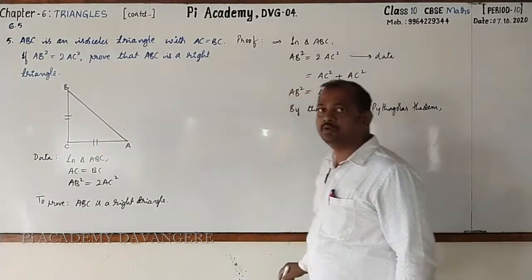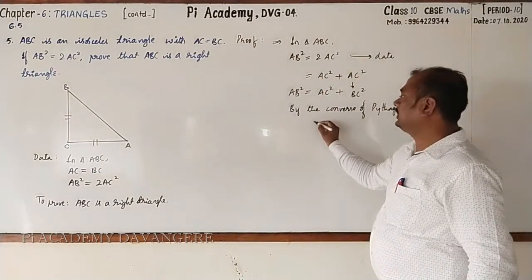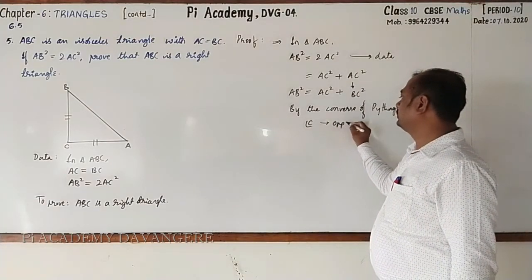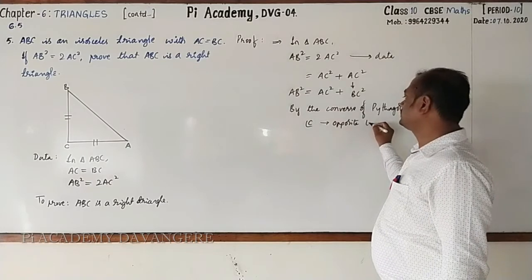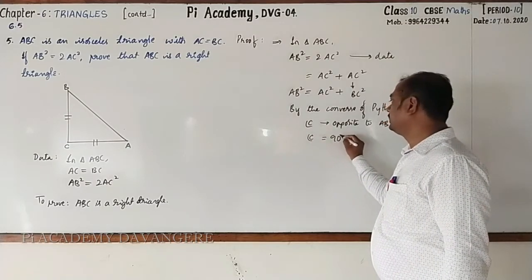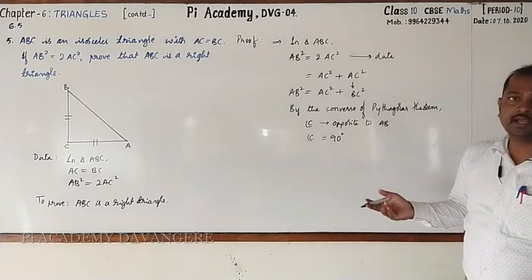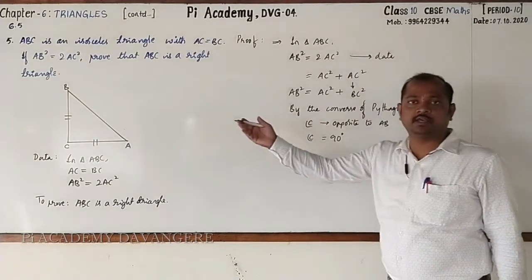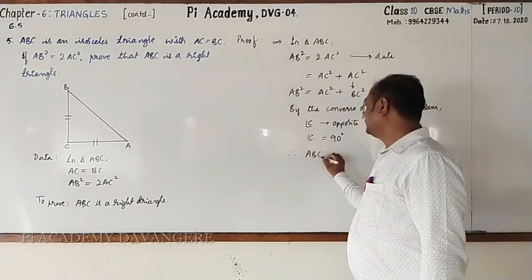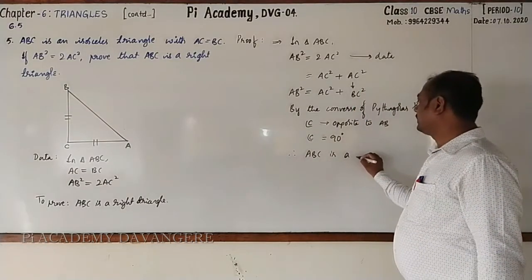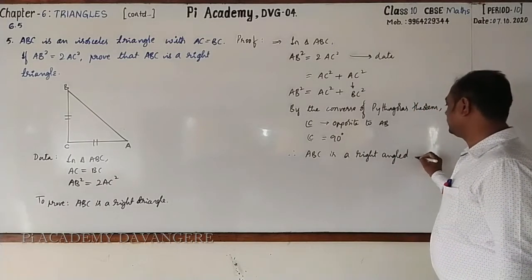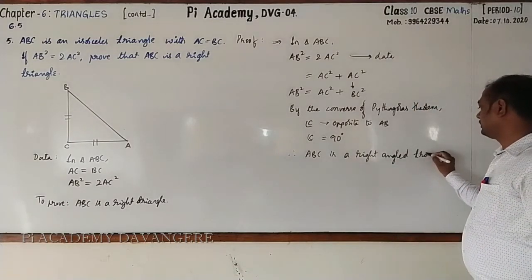Angle C equal to 90 degree, or else I will write angle C is opposite to AB. Therefore, angle C equal to 90 degree. If one angle of a triangle is 90 degree, then it is a right triangle. Therefore, ABC is a right angled triangle.